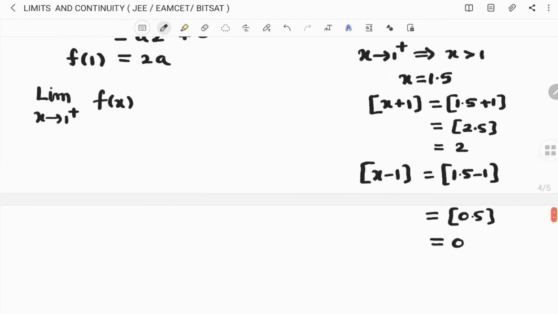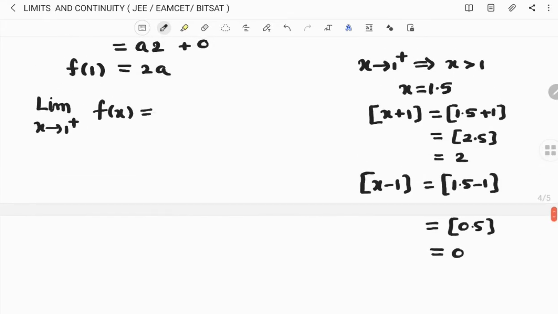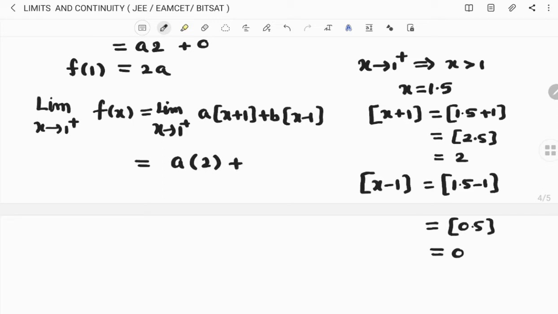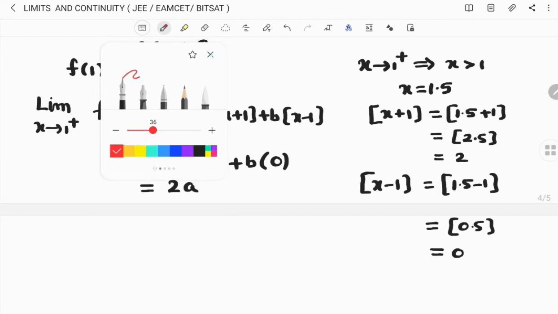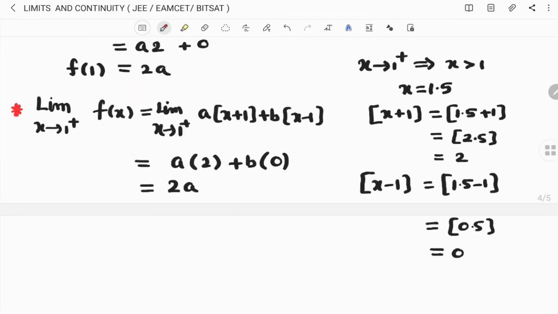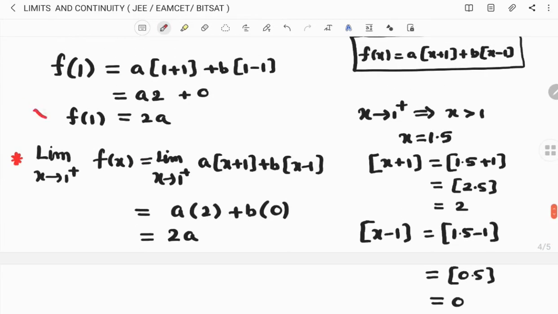So these values we are going to substitute in this. Limit x tends to 1 plus a into step of x plus 1 plus b into step of x minus 1. As x tends to 1 plus, the step of x plus 1 value is 2. So a into 2 plus b into 0, so 2a plus 0. So the right hand limit we got this value, and f of 1 value is this one.